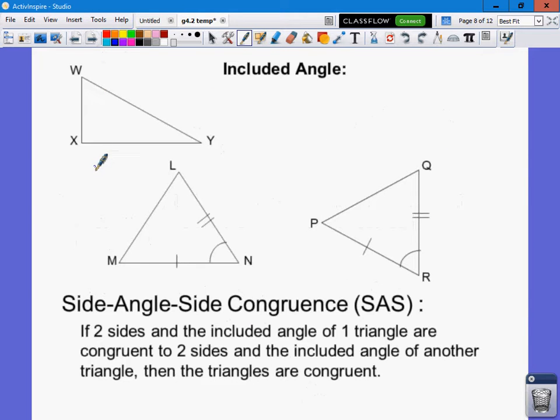Okay. Now we're going to talk about what it means to be an included angle. I'm going to pick two sides in this triangle. Let's say I pick XW and I pick WY. And we're looking for the included angle. Which angle do you think it is? It is angle W. This angle would be included.